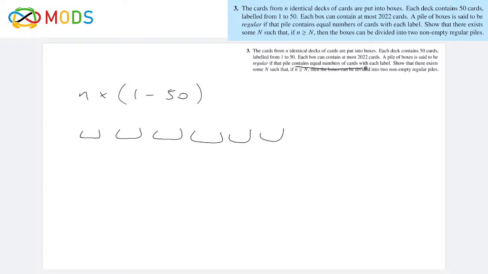Regular means that the two piles can have any different number of boxes, but they have to have the same number of cards and the same amount of each card, don't they? Are you sure? Let's say this is pile A and this is pile B. A pile of boxes is regular if that pile contains equal numbers of cards with each label. So if there's a card numbered 1 in A, there has to be a card numbered 1 in B. If there's two cards 1 in A, there's two cards 1 in B.